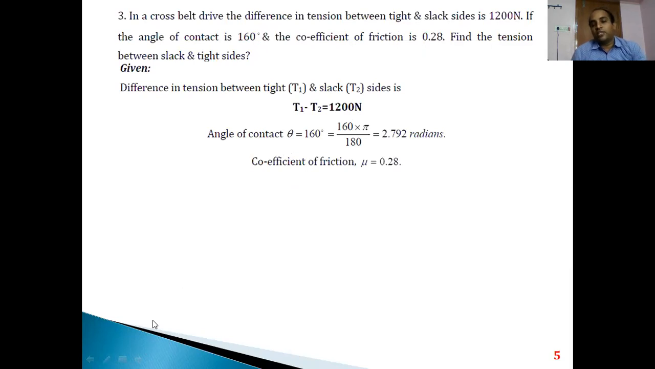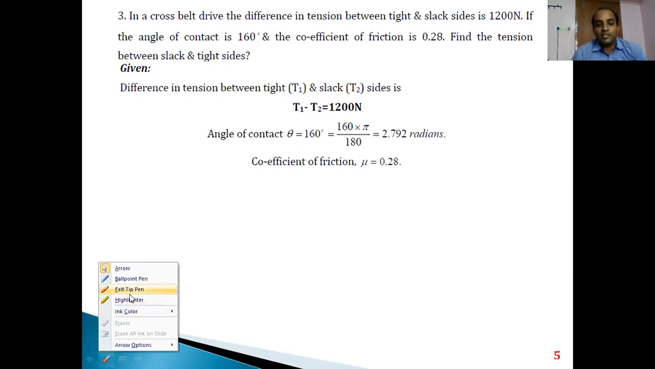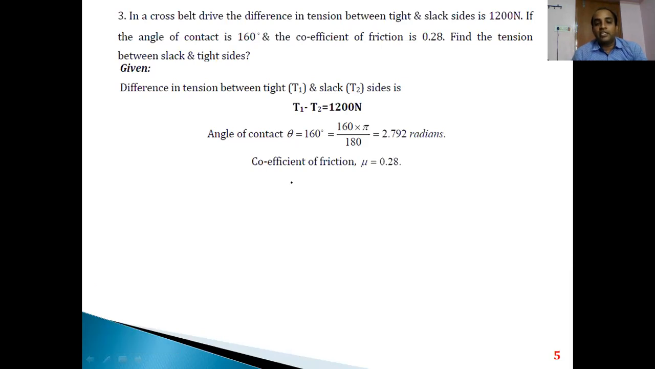Please remember carefully, whenever you are solving problems on belt drives, especially when the value of theta is given, the theta value should be in radians. If it is not, please convert it into radians by using theta into pi by 180. Theta given for us is 160 degrees, so 160 into pi by 180, because the value of theta for finding the ratio of belt tensions is written in terms of radians. So take care and write the value in radians itself. This is a very important step.